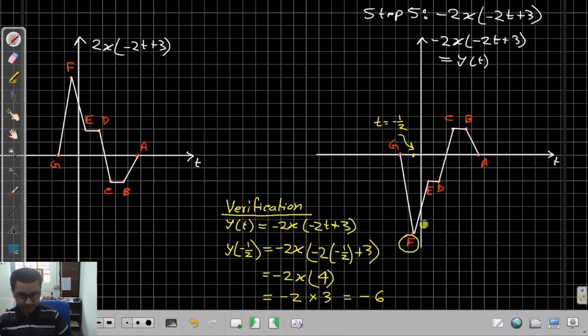So this seems correct. You should do this verification for a few more points, like what should be the value at say t equals 2.5, and check whether it is same as 2 or not. Okay.